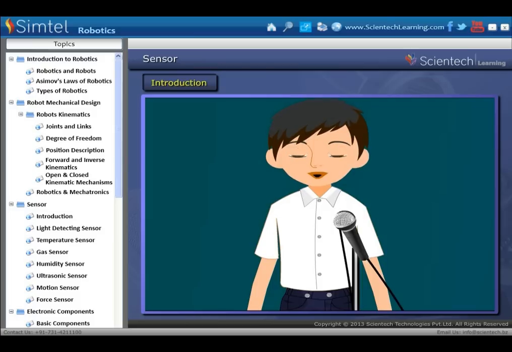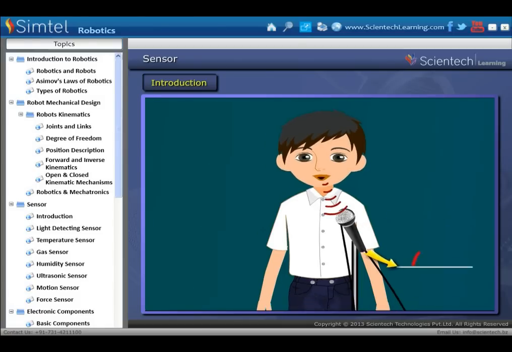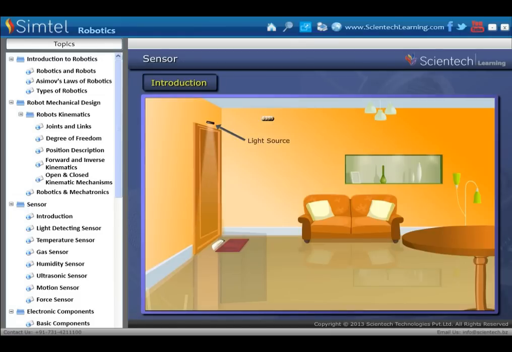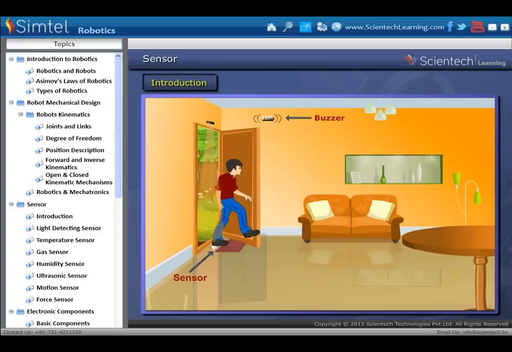A sensor, also called a transducer, is a device which converts one form of energy into another form, such as a microphone which converts sound into an electrical form, or a light sensor, which senses the light and gives output according to the intensity of light.